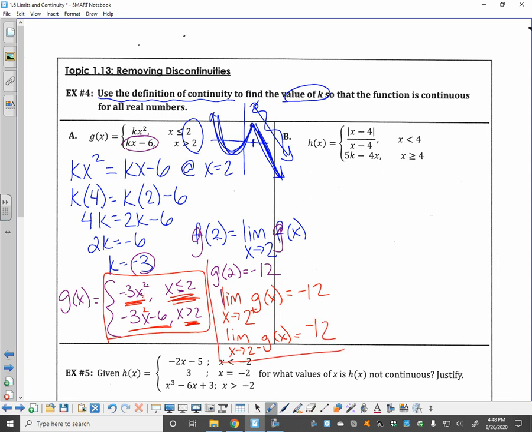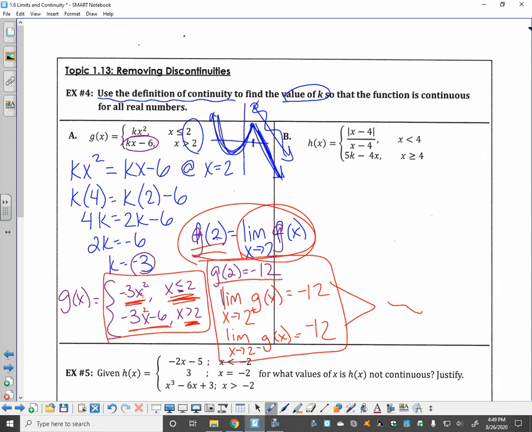I'm out of room, but this is what I would write if I had more room. First, I have to define that the overall limit exists. So I would write the limit as x approaches 2 of g of x is -12. And that's the conclusion from these two. So that's the overall limit. Then I can state that because I have g of 2 right there, and I know the overall limit, I've just proved that they're both -12.